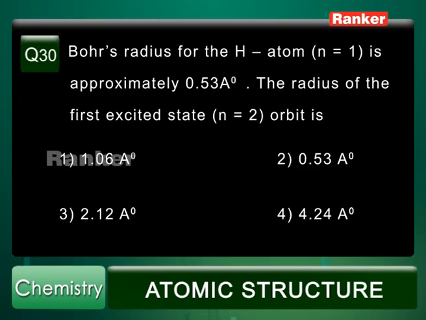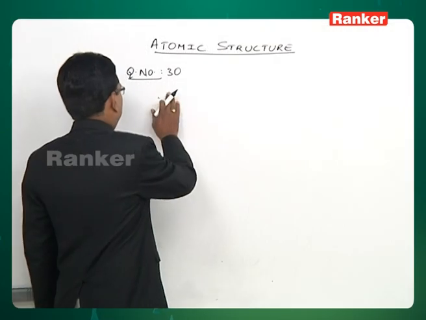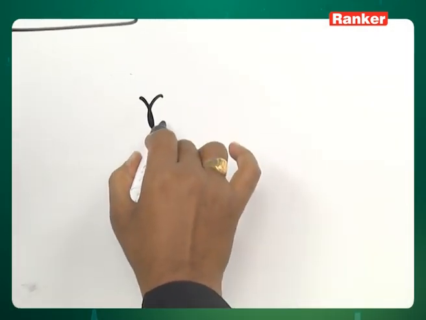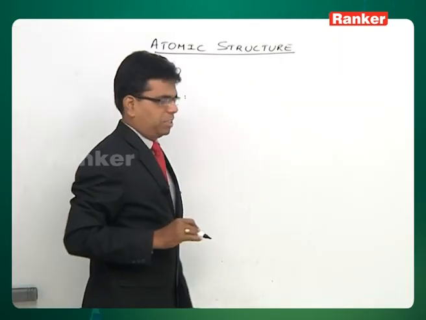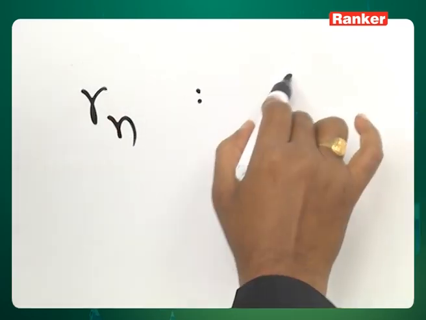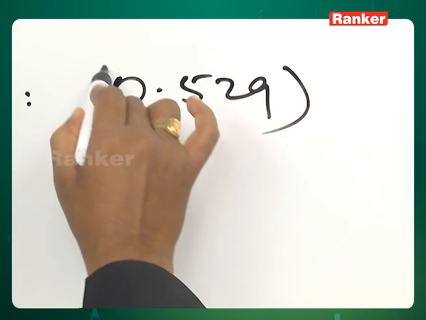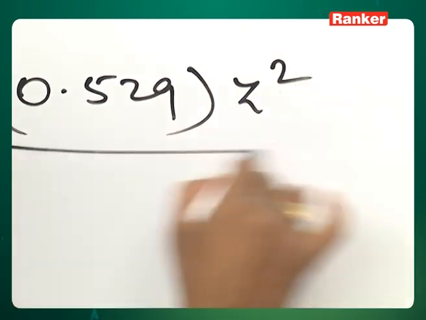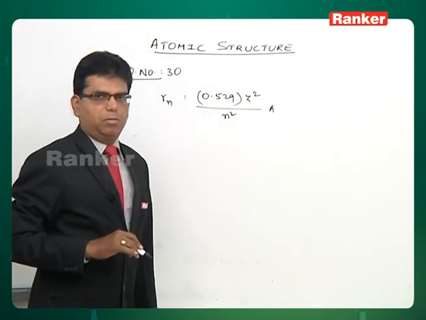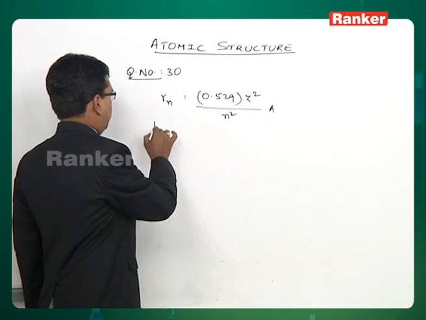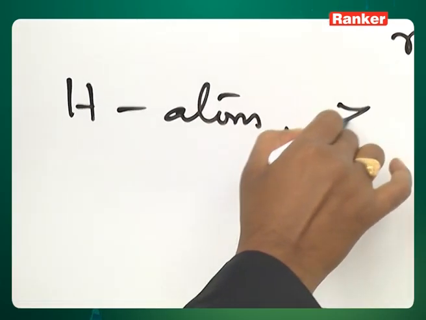Now what question number 30 says is, Bohr's radius for hydrogen atom, n is equal to 1, is approximately 0.53. The radius of the first excited state, that's n is equal to 2 orbit, is. So here, radius of nth orbit according to Bohr's theory is 0.529 into n square by z square angstroms, where n is the number of the orbit and z is atomic number.